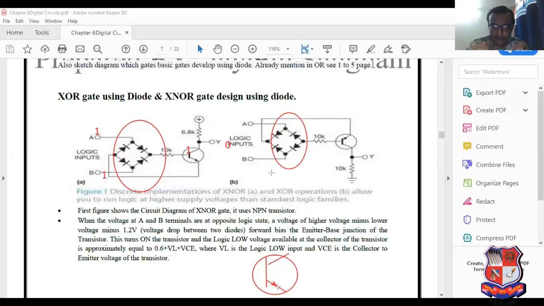it is the indication of base terminal, emitter terminal, and collector terminal. Here base, here collector, here emitter. If here 1 volt, here 1 volt, then here voltage is 0. But here voltage is 1. At emitter we can get 1 volt.